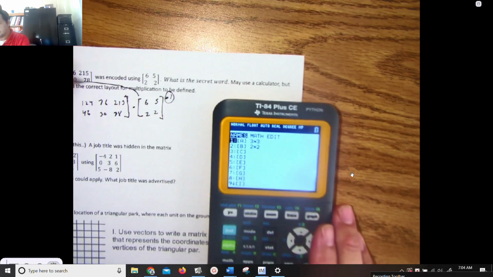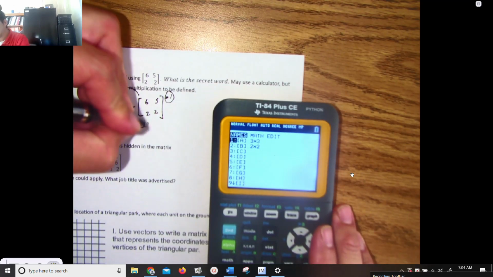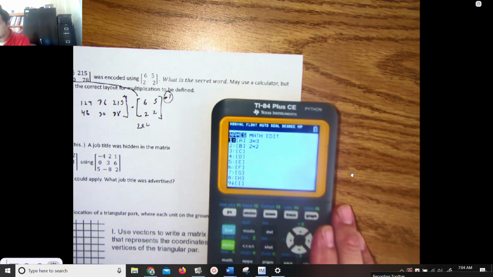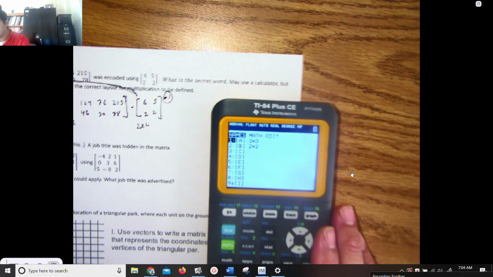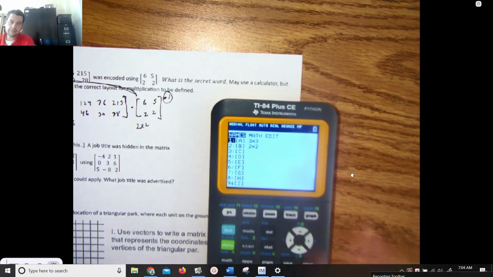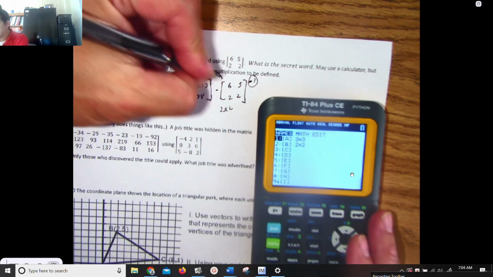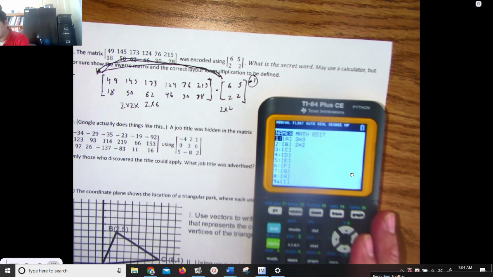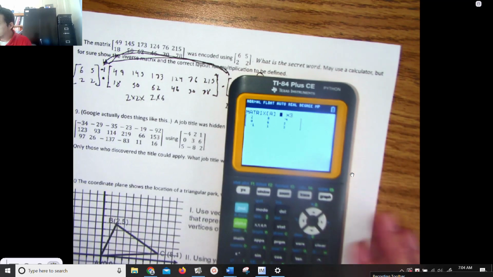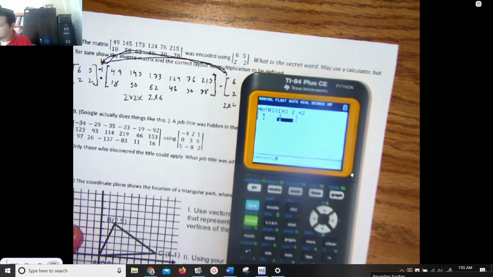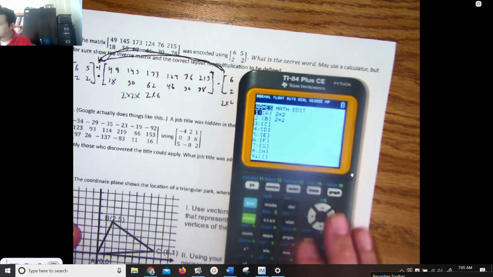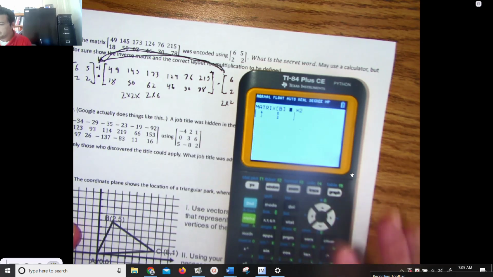This actually needs to be out front, because this is a 2 by 2 and this is what, a 2 by 6. So this has to go out front, because I can only do a 2 by 2 by a 2 by 6. I can't do the other way around. So anyways, that needs to be up here, okay? That's what has to happen. Anyways, let's put that encoding matrix in. Put it in A. I'm going to put the other matrix in B. And B is a 2 by 6.